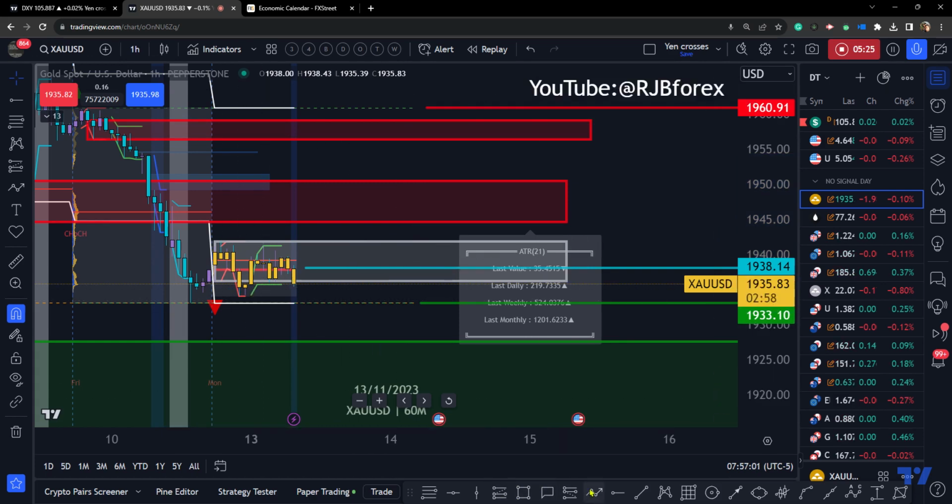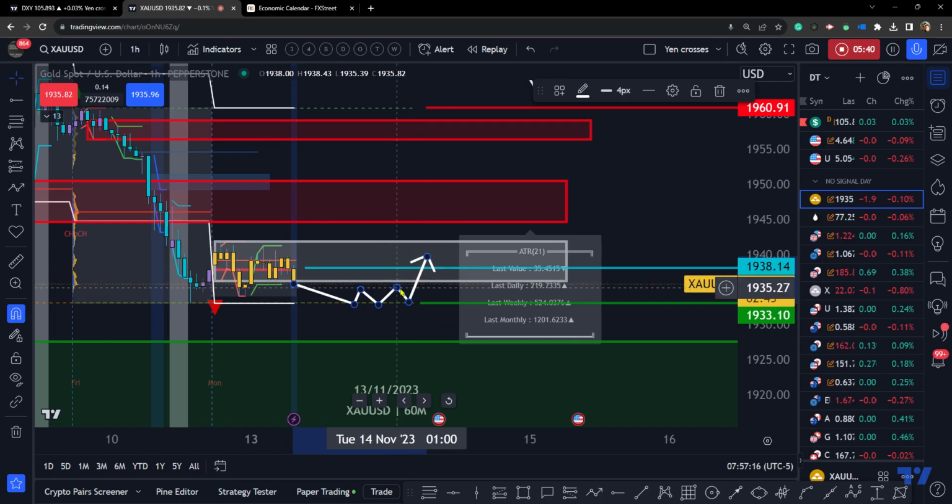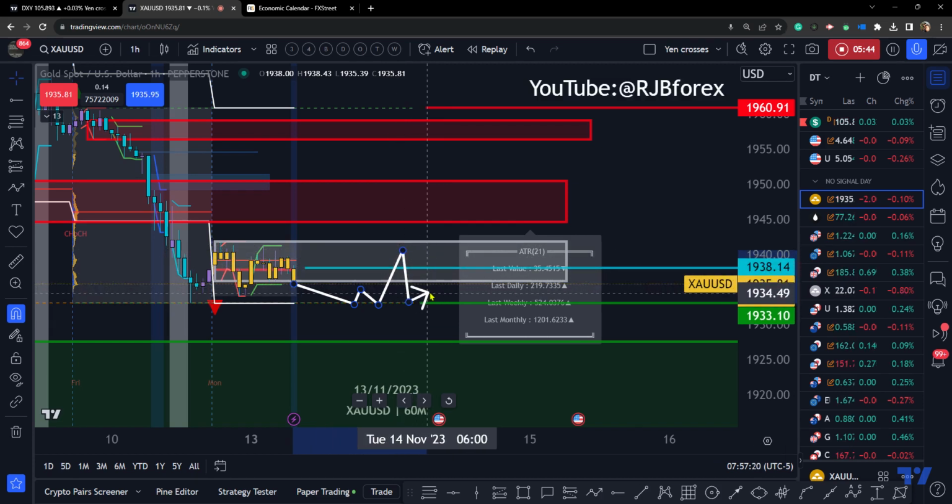Or it may be that we come into the low of Friday and we get plenty of signals and then perhaps we break the closing price and we come back down into the low of the day, and perhaps that could be the setup to go long.